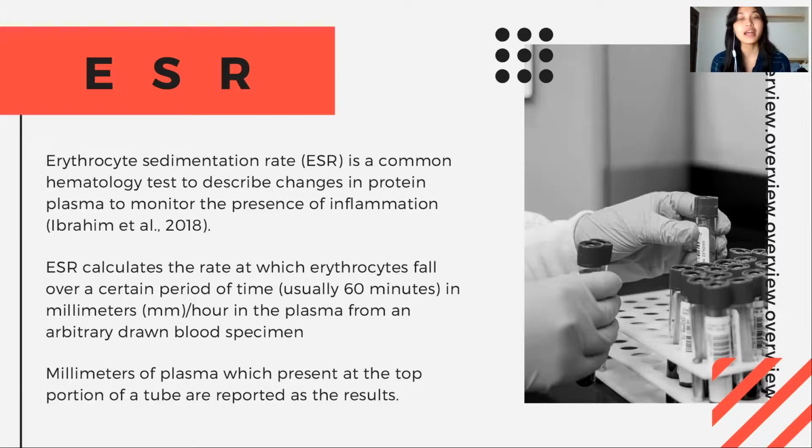millimeters per hour in the plasma from a blood specimen that has already been placed into a vertical, narrow, and thin tube. The principle of the ESR test is that if anticoagulated blood is allowed to stand vertically, the erythrocytes will settle progressively to the bottom and leave plasma above due to gravity. And the millimeters of plasma present at the top portion of the tube are reported as the result.